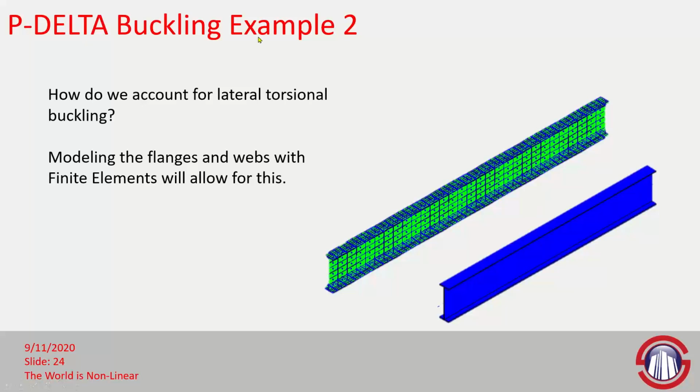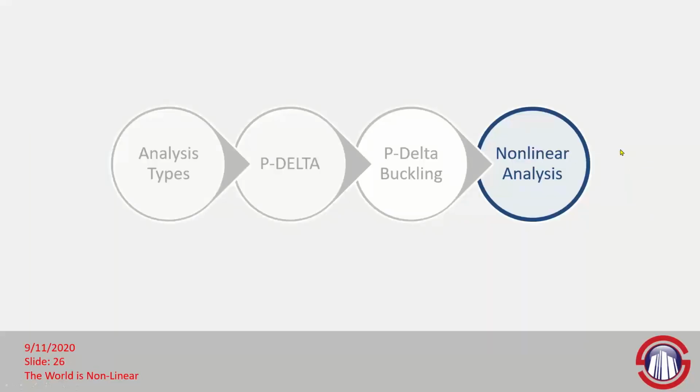And we were able to find that the P-delta buckling analysis was able to show us some lateral torsional buckling, given the loading conditions and the support conditions and so on that we had. If anyone wants this model, I can certainly send it along afterwards. We're going to move on to nonlinear analysis now.